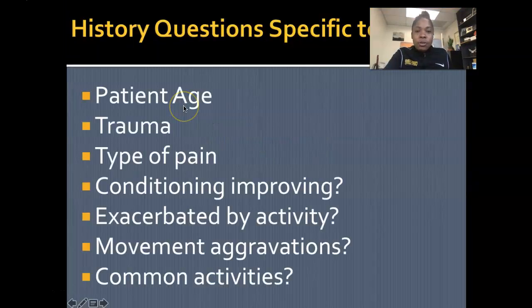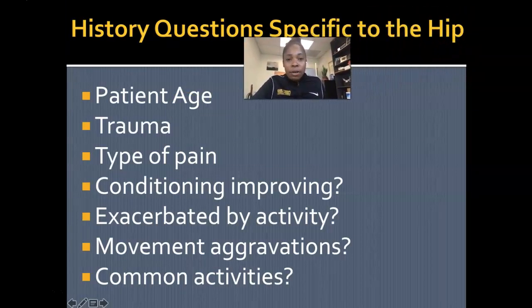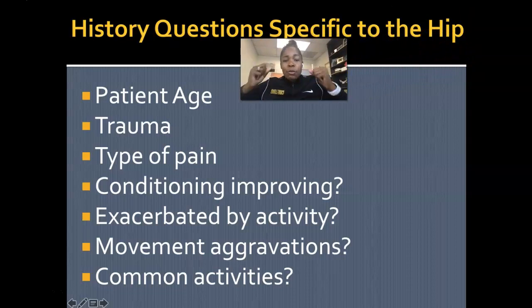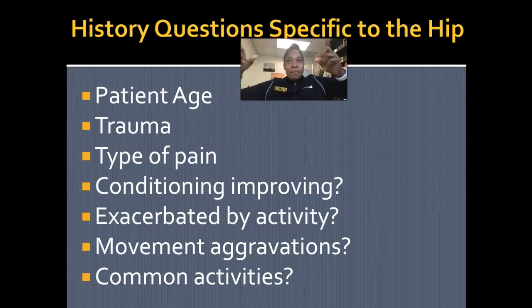Now we progress into the history component. And so history questions specific to the actual hip itself. I've tried my best as we progress through each joint to give you specific history questions for each joint. So with the hip, the age is probably one of the most important historical questions. Why? Because we know that older patients who fracture their hips, they have less of a lifespan left, right? So this is a predictor. So we want to ask age, number one, because bones are typically brittle as we progress and get older. So patient age is absolutely important.